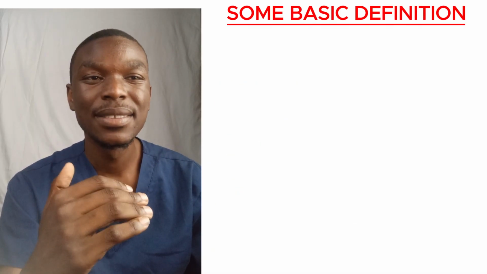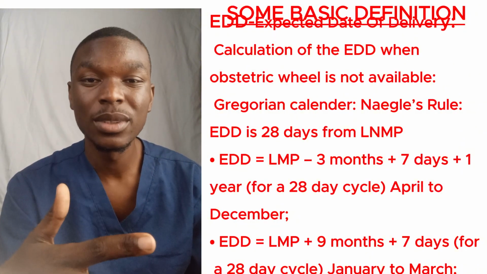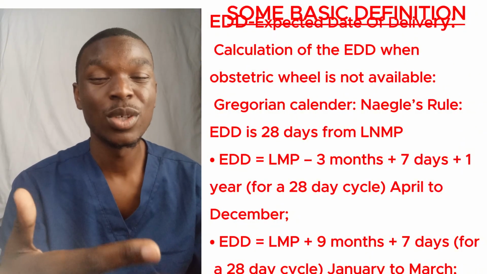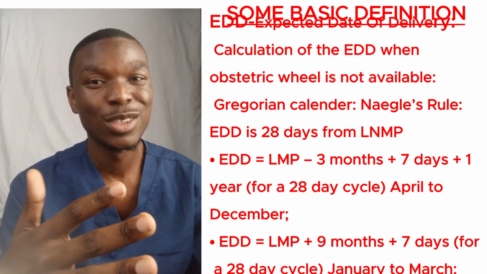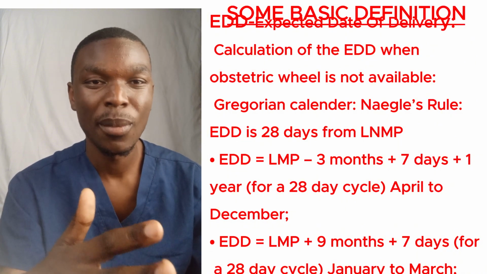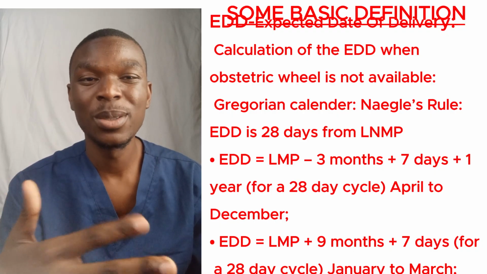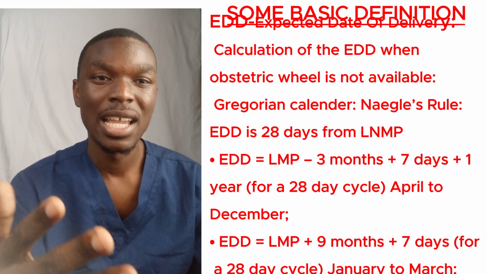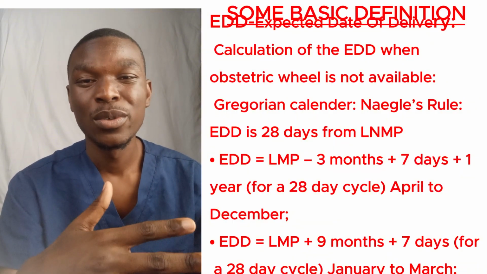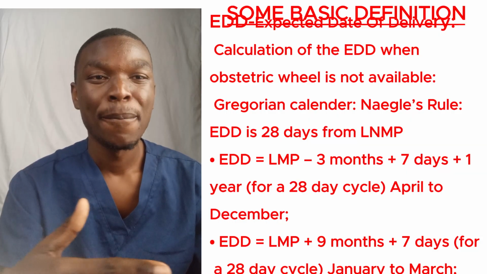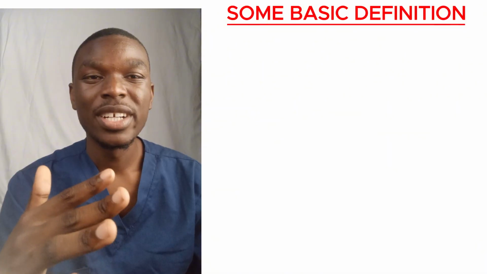Then you move to EDD, the expected date of delivery. It is when they expect this woman to deliver a child. We're going to use the LMP to calculate this expected date of delivery. These days they use apps that you can download on the phone to calculate this. But on the exam, the consultant will ask you to calculate this physically on paper, using the Gregorian calendar.